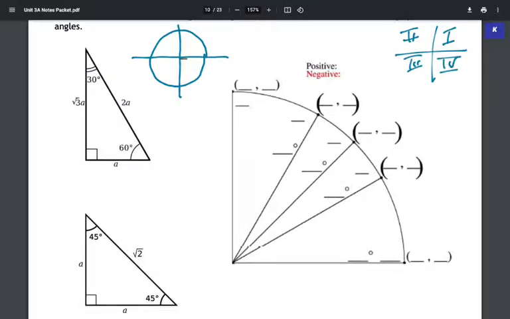We always start right here on the positive x-axis. So that's going to be where our 0 degrees is. And then our next set of degrees will be 30, and then 45, and then 60, and then 90 degrees.